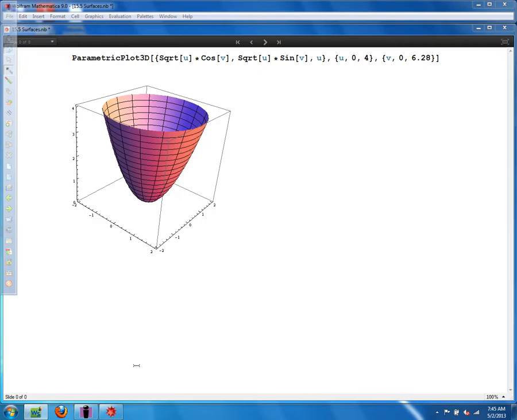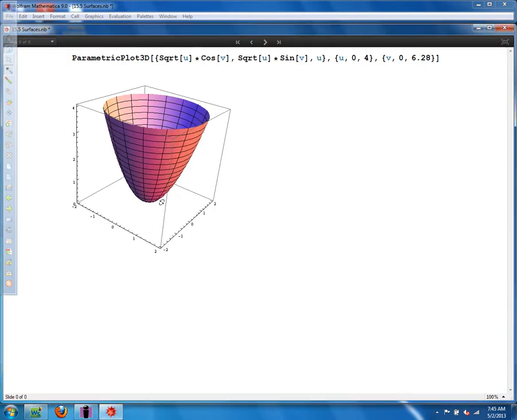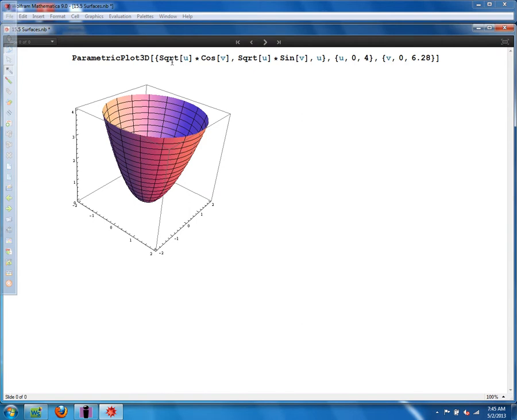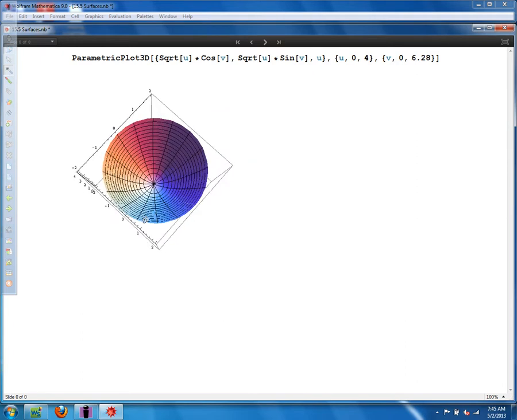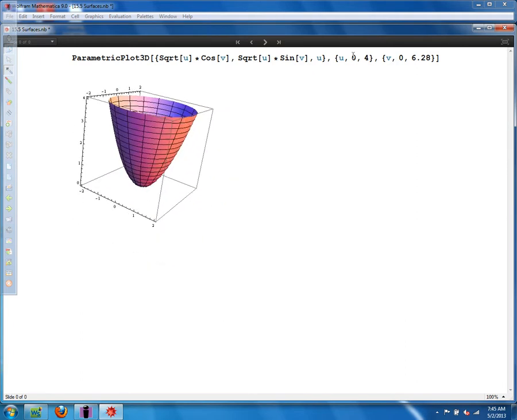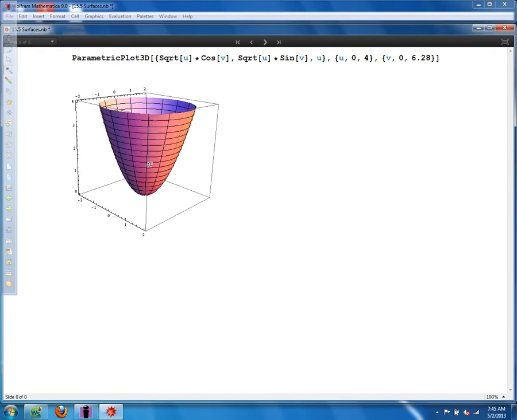There we go. So it turned out to be a paraboloid. Our parametric surface was square root of u cosine v, square root of u sine v, and u. Z was u. So the square root of u gives us the parabolic shape on the sides. The cosine v and sine v gives us the circle, and then u goes from 0 to 4. So that turned out to be a paraboloid.